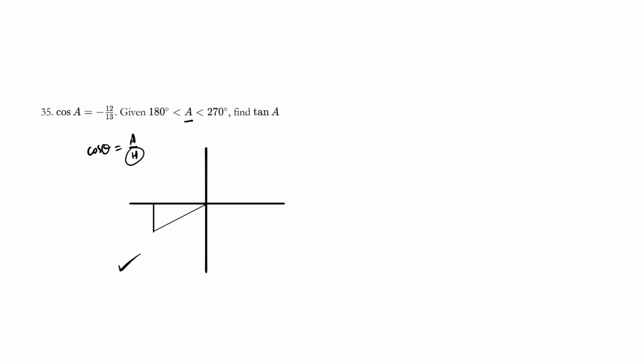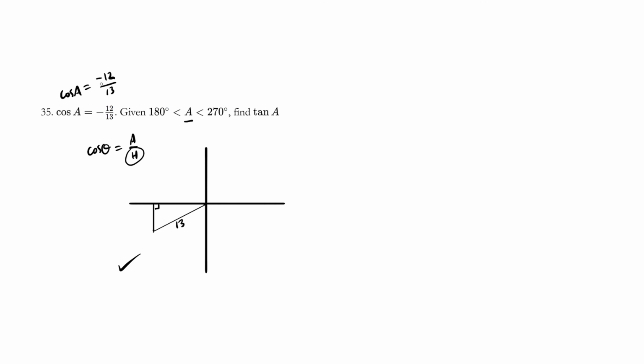Let's always keep the hypotenuse positive. That's a good rule to remember, that the hypotenuse is always positive. So this is 13. So clearly cosine A is equal to negative 12 over 13. This minus sign you can move up. It's fine.